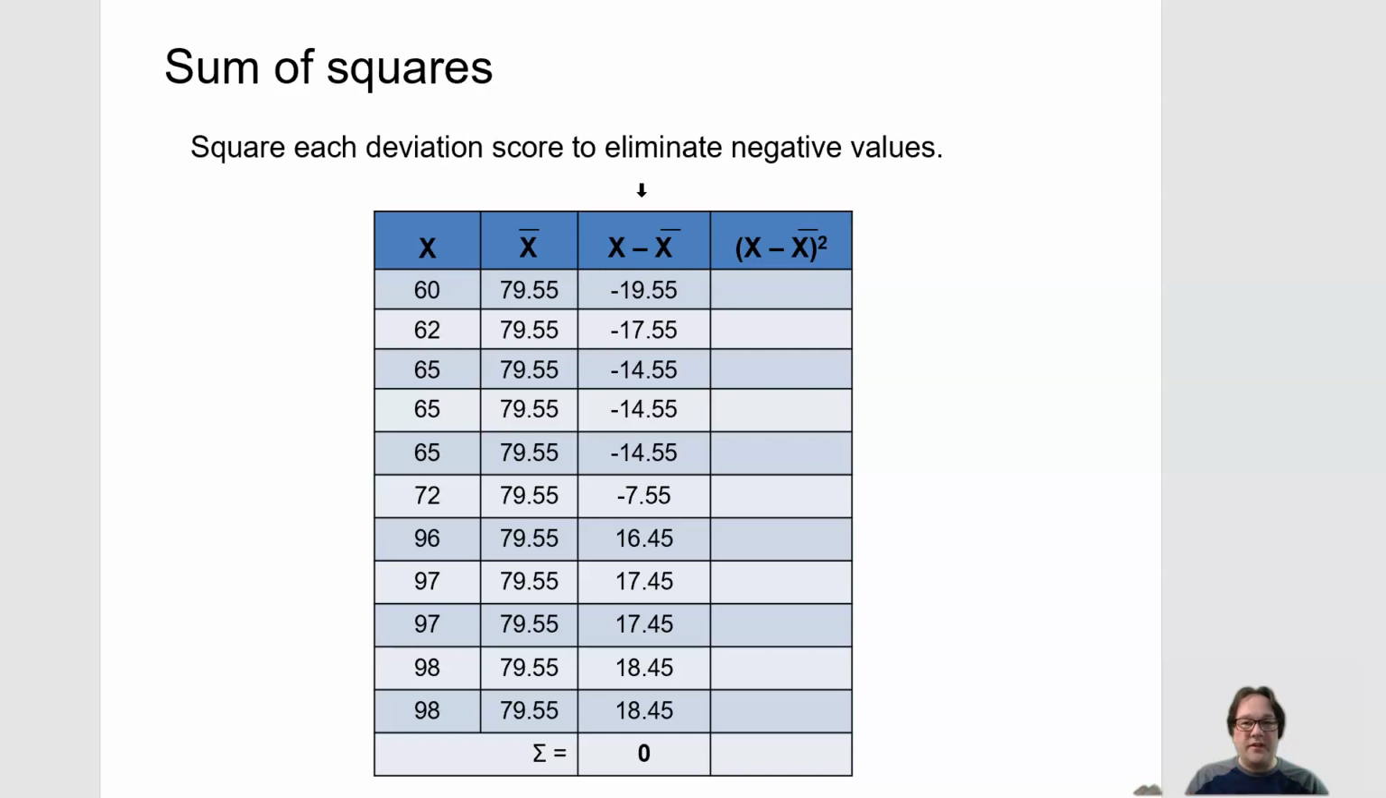So we're going to create this new column over here, which is x minus the mean squared. Let's start with our first value, negative 19.55. When we square that, we get 382.20, right? So what we're going to do in this new column is simply take each of our deviation scores and square them. So our value of negative 17.55 becomes a 308, so on and so forth. We're just going to go down the line in this new column here.